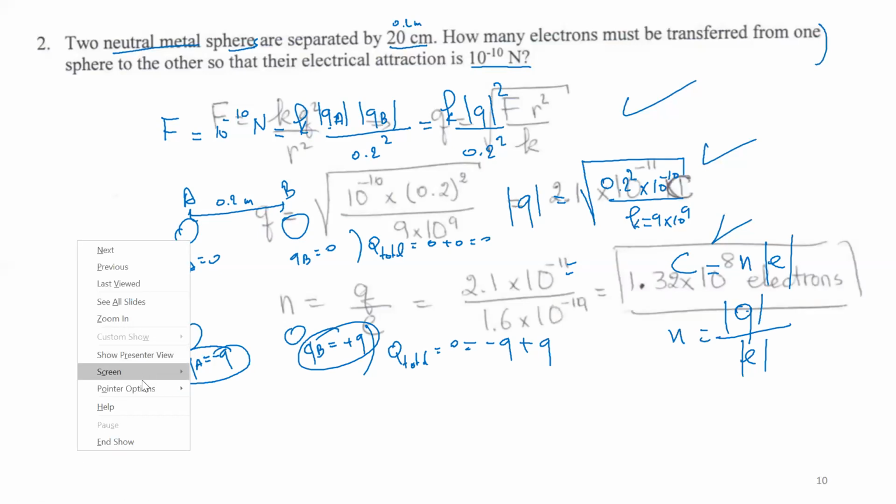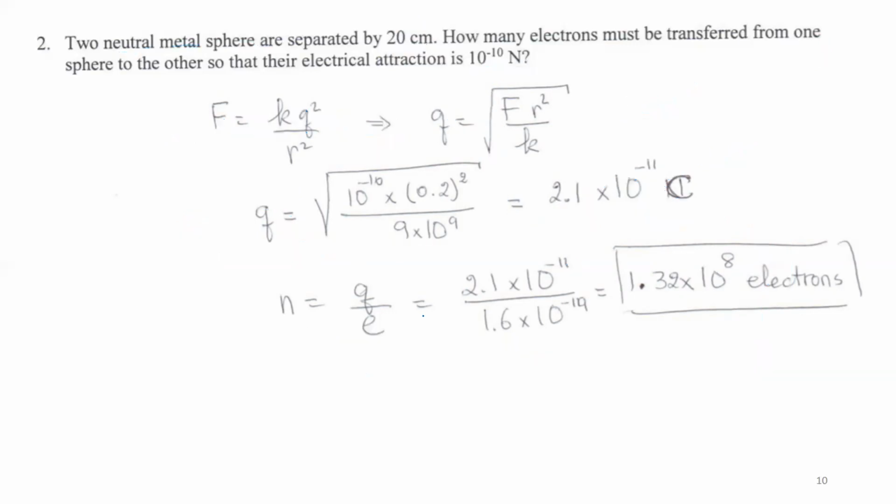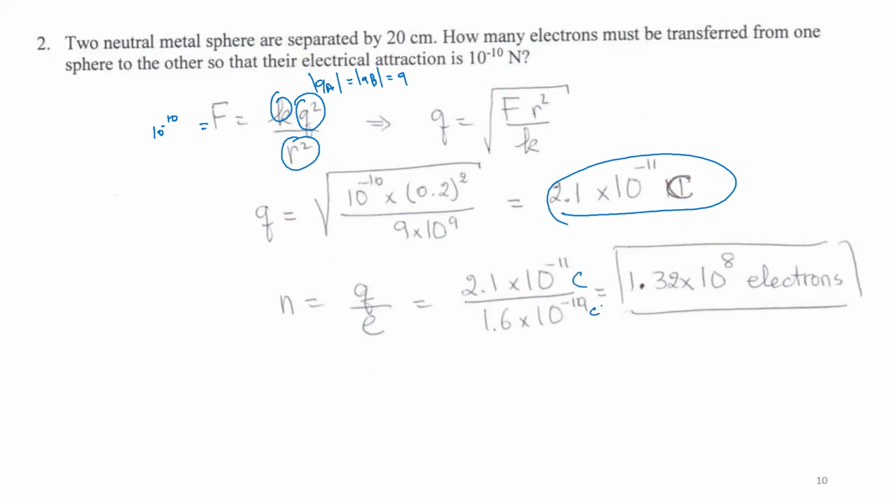Good. So this is what we did here exactly, just without the explanation. But the drawing that I showed you before is explaining this. This is the F that I already know, 10 to the power minus 10. This is K, this is the distance squared, 0.2 squared. I'm saying QA is equal to the absolute value of QB, which is Q. So from here I get Q, 2.1 times 10 to the power minus 11 Coulomb. Then I divide by the elementary charge, and I get the number of electrons that has been transferred.